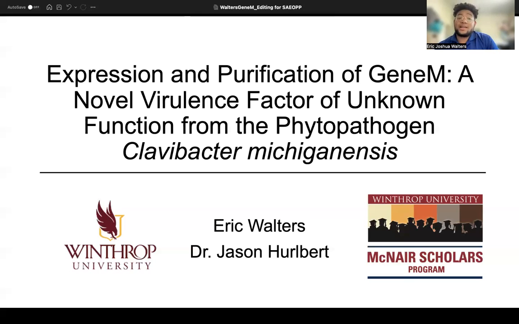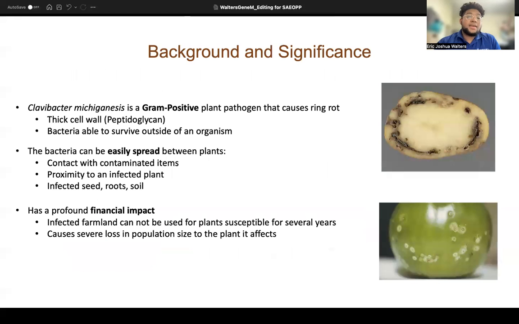My name is Eric Walters, and I work in the expression and purification of gene M with my mentor, Dr. Jason Hurlbert. Now, gene M is a virulence factor of the plant pathogen Clavibacter michiganensis, which is gram positive, meaning that it has a thick peptidoglycan cell wall, allowing it to exist both inside and outside of plants. If you look to the right, you can see the ring rot that it causes and necrosis that it has caused in a tomato plant.